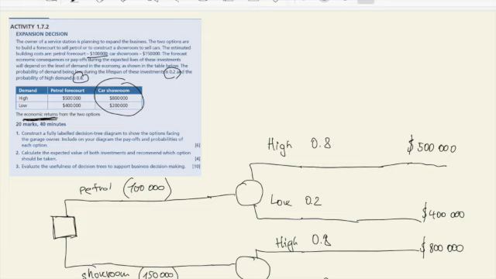Now the second question asks us to calculate the expected value of both investments and recommend which option should be taken. Now that is going to be worth 4 points, and this is the second step where we actually work from right to left. So how do we do that? I'm going to take a different colored pencil or pen, and we're going to work from right to left. So how do we do that? 500,000 times 0.8, the probability, gives us a result of $400,000, and we just write it there for now, and we do that for each branch.